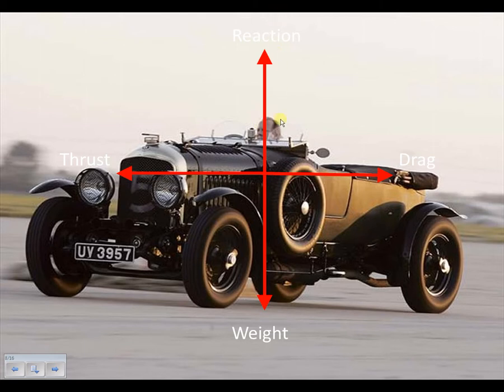Weight and reaction. Okay, we'll leave them alone for now. It would be interesting to see this man suddenly sink into the ground, but that's a figment of my imagination we'll leave for this time.